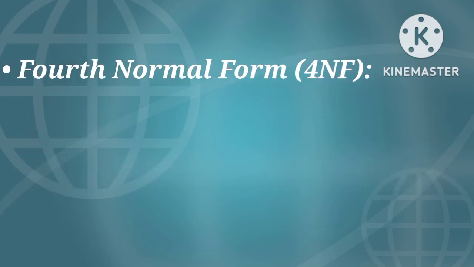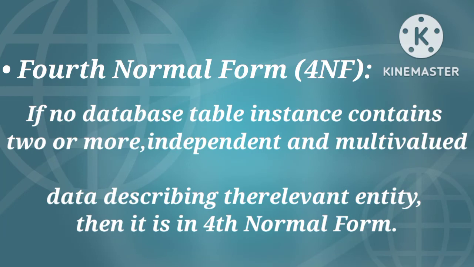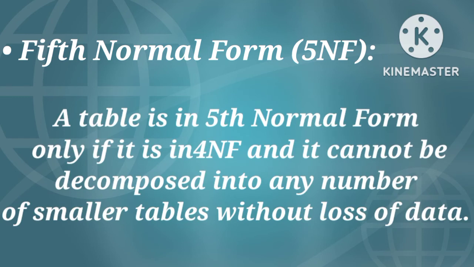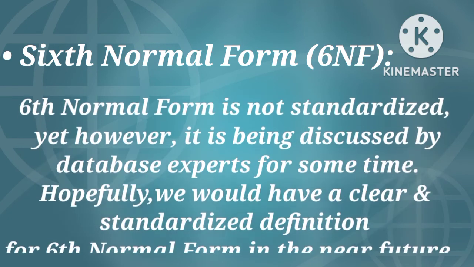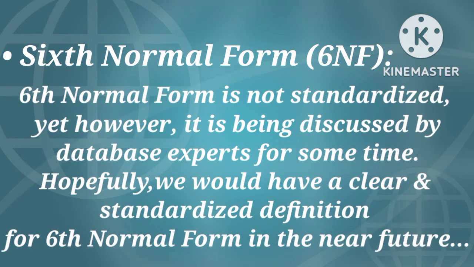Fourth normal form, 4NF. If no database table instance contains two or more independent and multi-valued data describing the relevant entity, then it is in fourth normal form. Fifth normal form, 5NF. A table is in fifth normal form only if it is in 4NF and it cannot be decomposed into any number of smaller tables without loss of data. Sixth normal form, 6NF. Sixth normal form is not standardized yet, however, it is being discussed by database experts for some time. Hopefully, we would have a clear and standardized definition for sixth normal form in the near future.